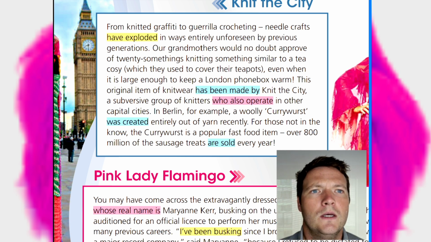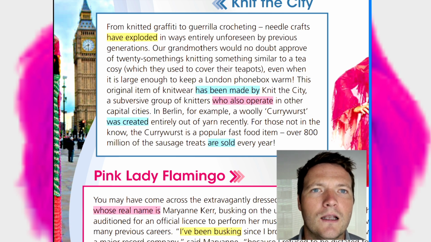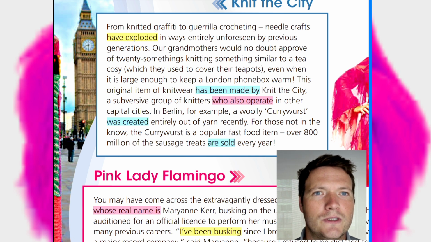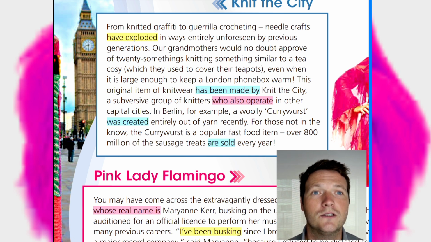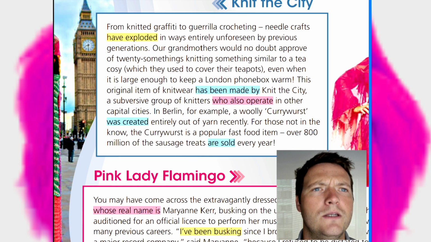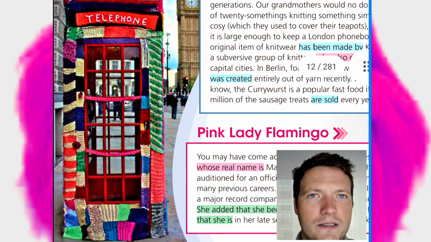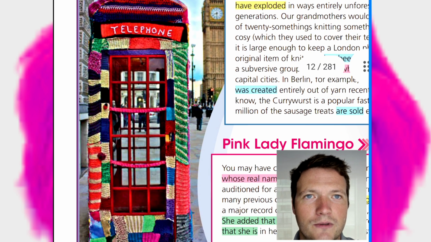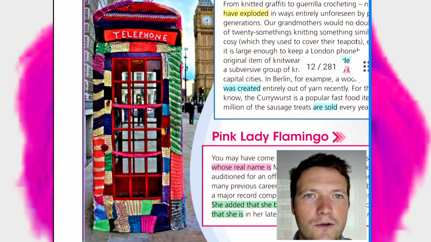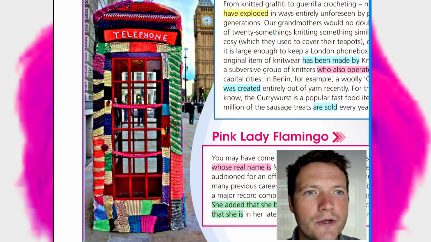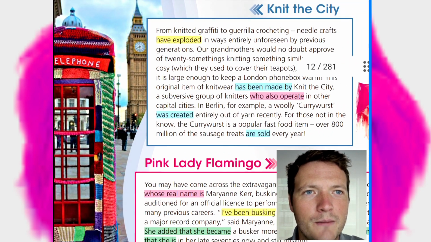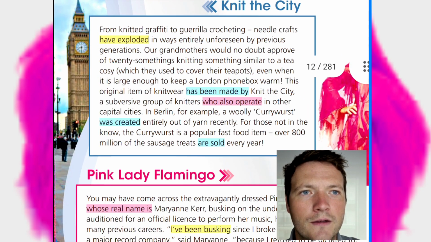Okay, so even when it is large enough to keep a London phone box warm. Oh yes, something similar to a tea cozy, even when it's large enough to keep a... Oh, right, well, interesting. Okay, I think we can see a picture of what this is here. Okay, yeah, somebody's put a tea cozy over a phone box. Some creative genius, Damien Hirst in the making.